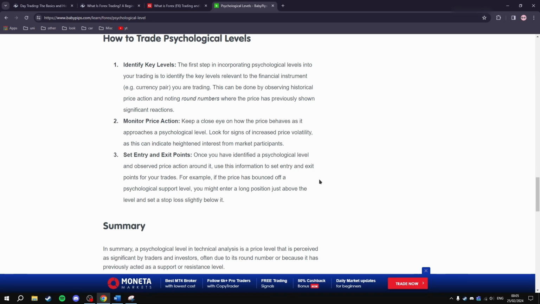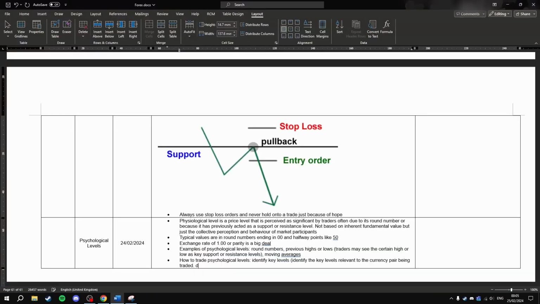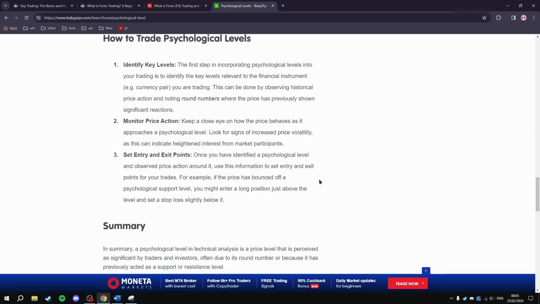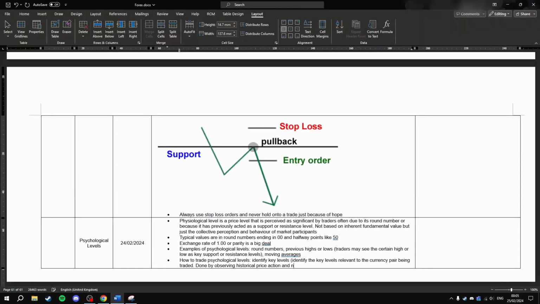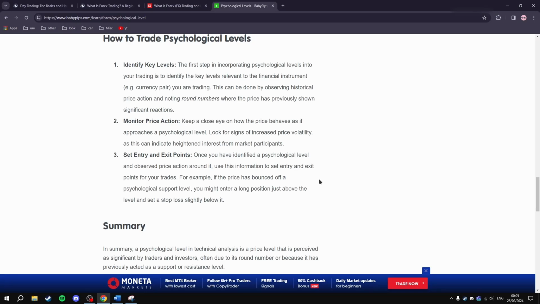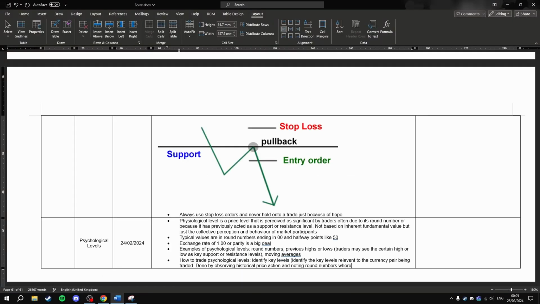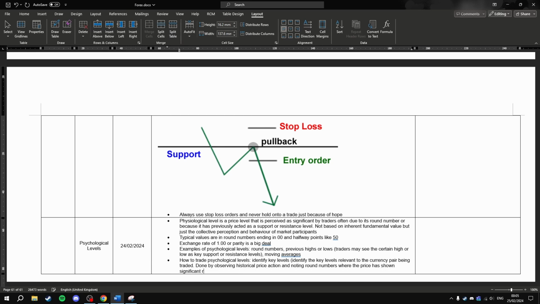This can be done by observing historical price action and noting round numbers where the price has previously shown significant reactions.